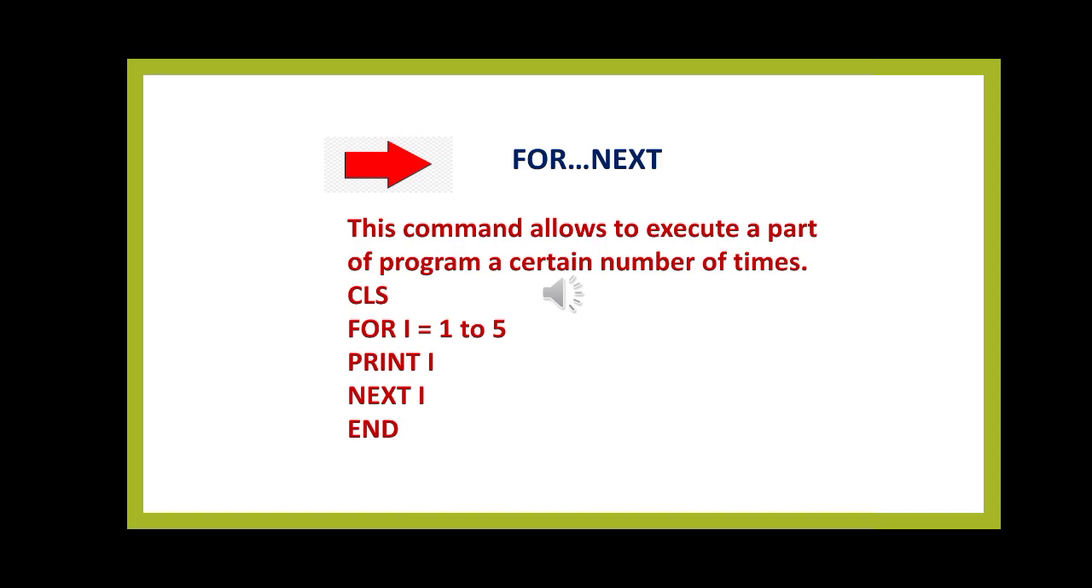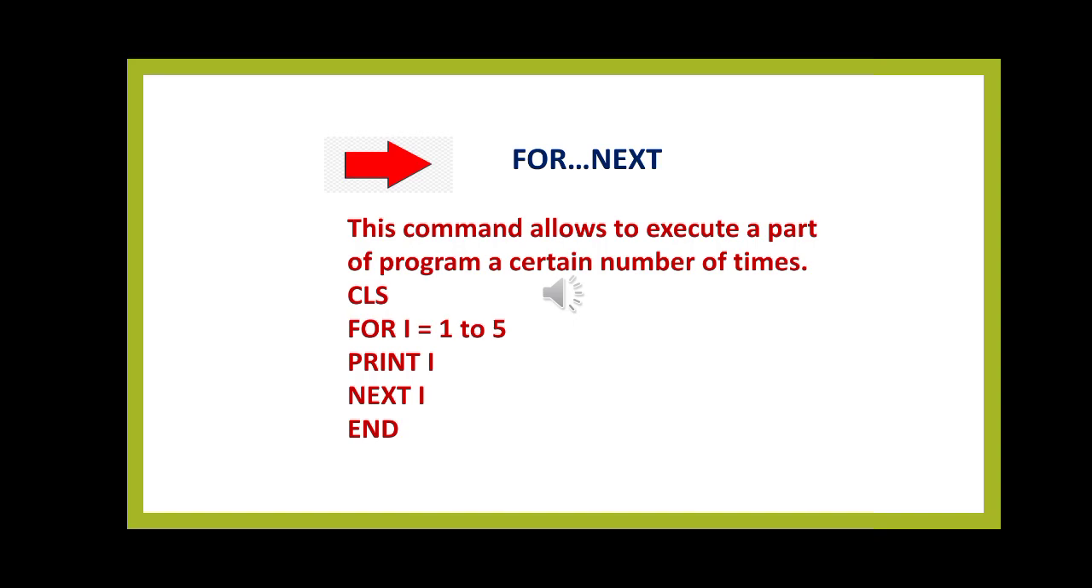To understand it much better, let's have an example. CLS, for I equals 1 to 5, print I, next I, and end. For, this is the for statement where the condition is laid. How many times will the loop be repeated in this program? It will be repeated 5 times, as it has been mentioned 1 to 5.